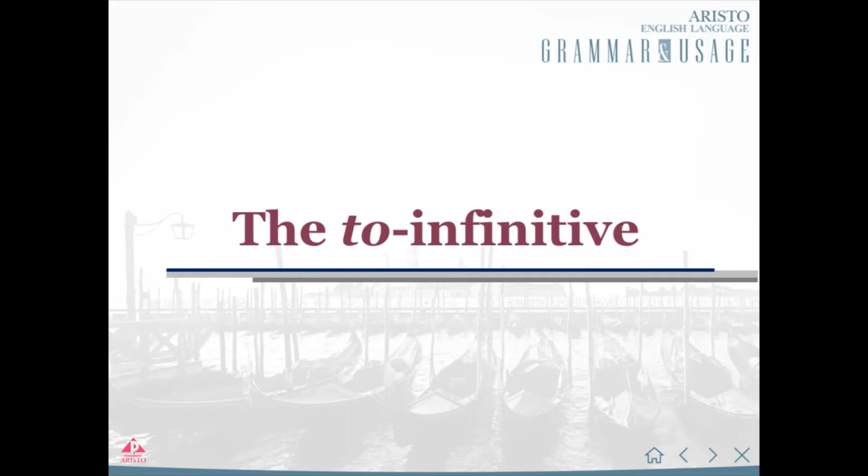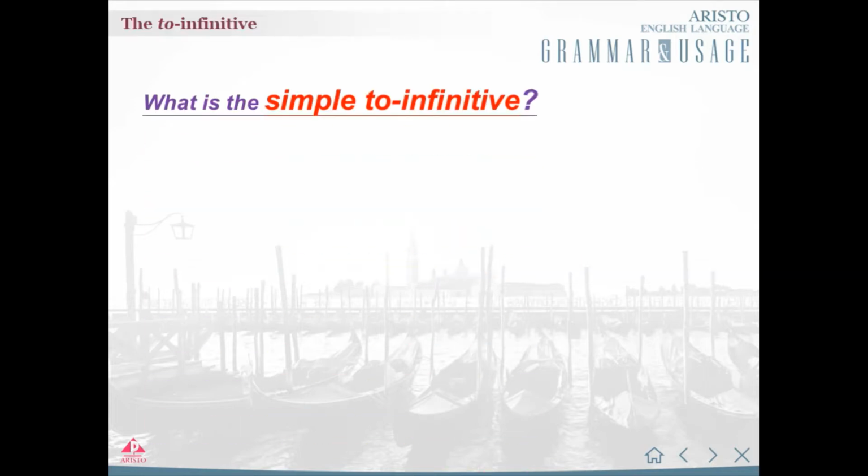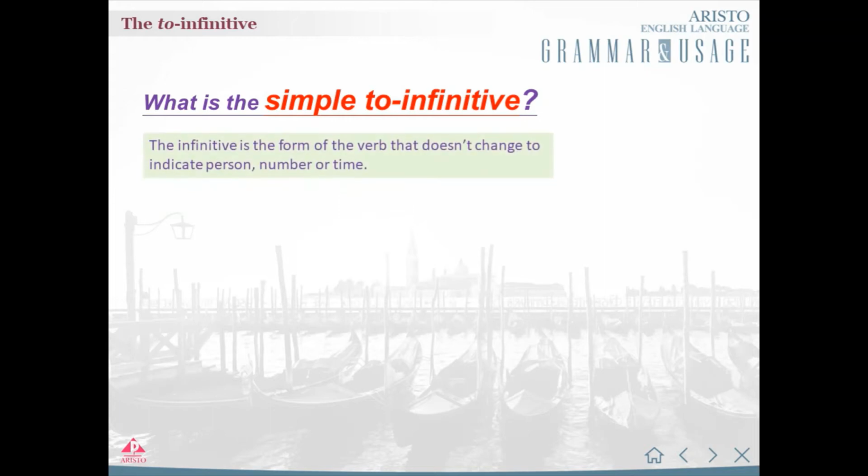In this video, we will be learning how to use the to infinitive. What is the to infinitive? The infinitive is the form of the verb that doesn't change to indicate person, number, or time. We form the simple form of the to infinitive by adding a to before the base form of a verb.